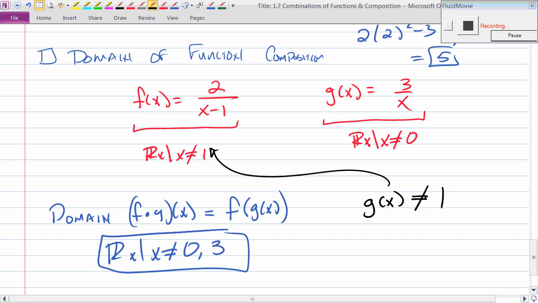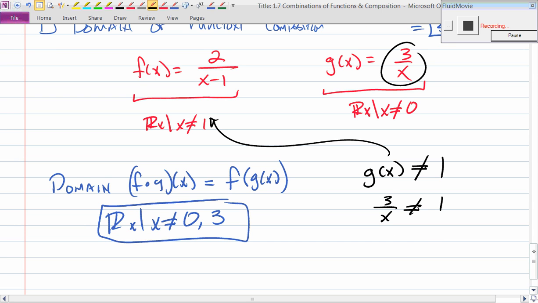So therefore, we must restrict g of x from producing a 1. I just take whatever g of x is, it's 3 over x, and I say it can never be a 1. Because if it is, then I'm allowing it to go on to f of x, and I have to take into consideration the domain for f. What 3? This 3? This is what g of x is. This 3 over here. That's the answer it's going to be. That's the number in disguise.